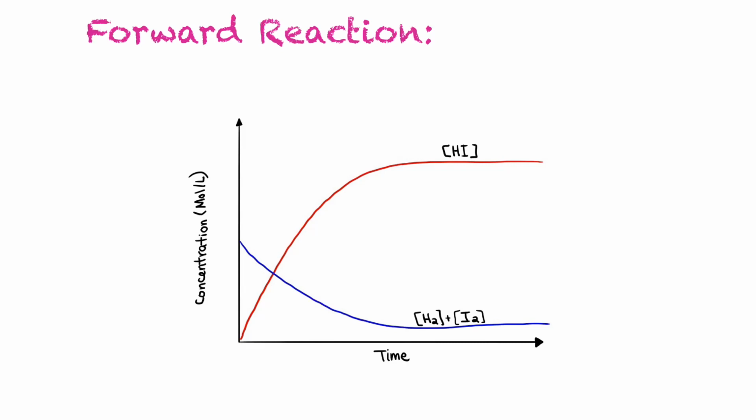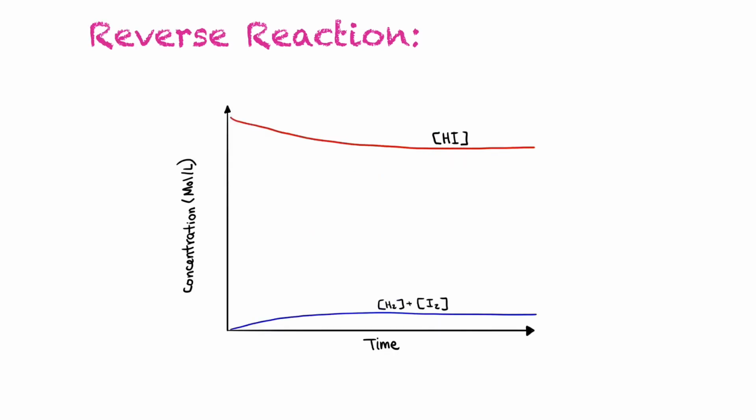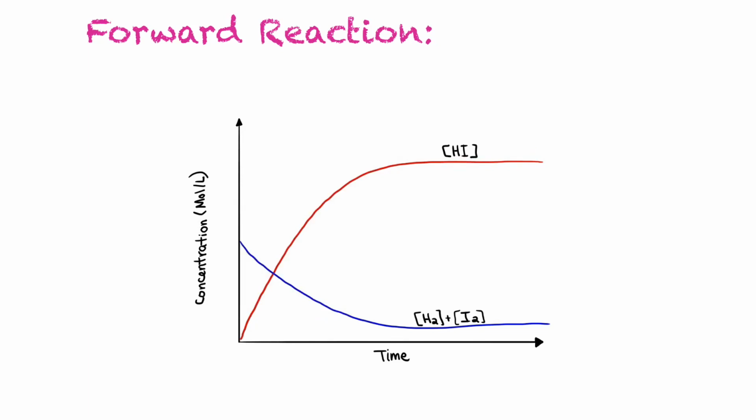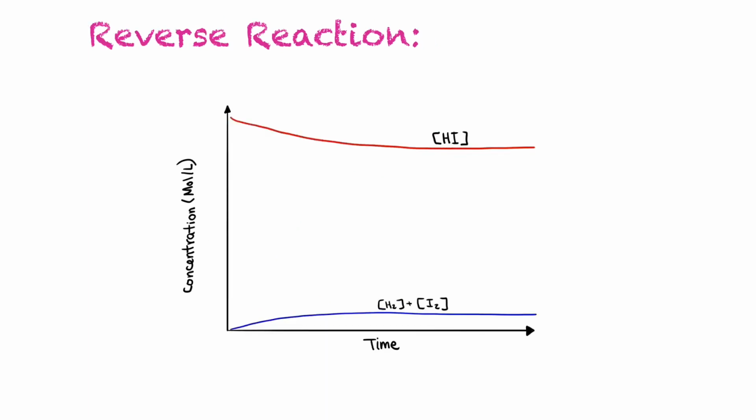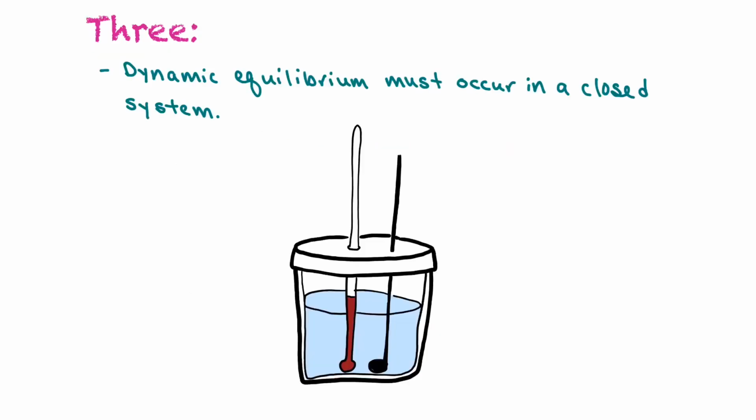And then if we looked at the reverse reaction, the same thing would happen. Over time, you would end up with less of the hydrogen iodide and more of the hydrogen and iodine. But if you took a look at the 2 graphs, they meet at the same place. So the forward and reverse reactions are the same, and the concentrations stay the same at that equilibrium state.